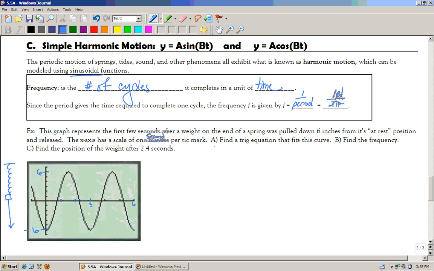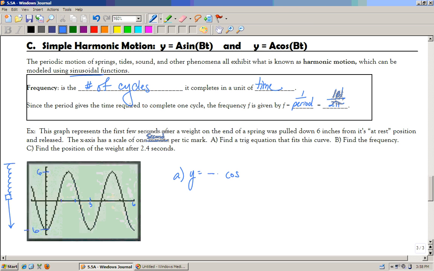The first thing we're supposed to do is find the trig equation that fits this curve. I'm going to go with the cosine function because it starts on its min, and by the end of the cycle it'll be at its min. Otherwise you have to find the middle point in order to get a sine function, halfway up the way. So I'm going to do this as a negative cosine function.